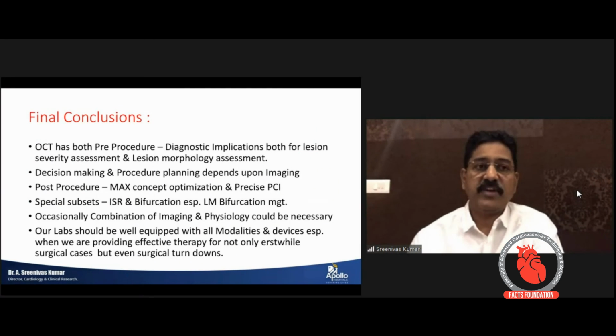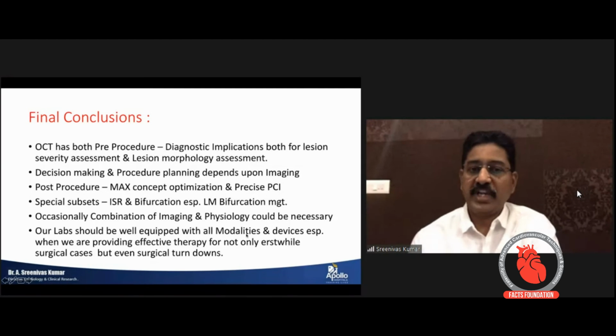That's how it is. And finally, to conclude, what I have shown is that OCT has both pre-procedure diagnostic implications in lesion morphology assessment, and post-procedure, that's where the MAX concept helps to do precision PCI and also get the maximum results. In special subsets like left main bifurcation and in-stent restenosis, it definitely has a significant role. And with a combination of imaging, physiology also could be necessary occasionally to confirm results.